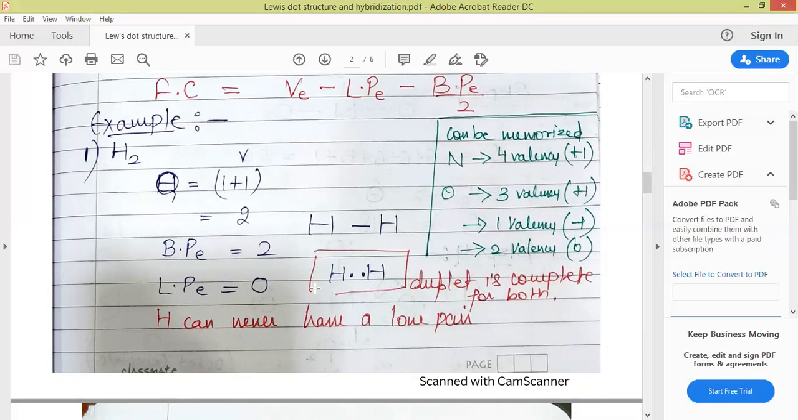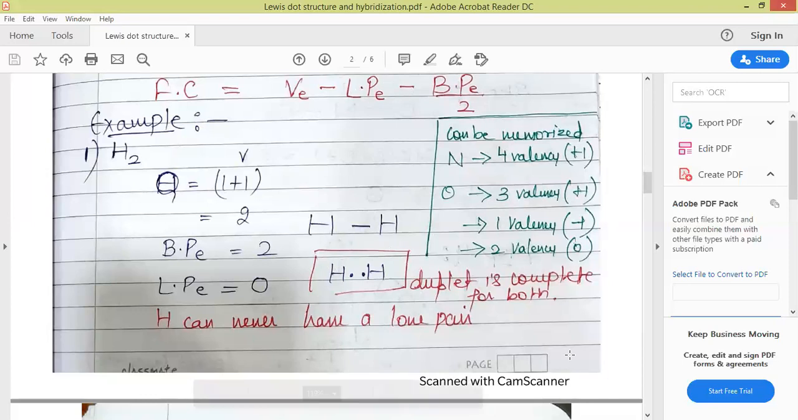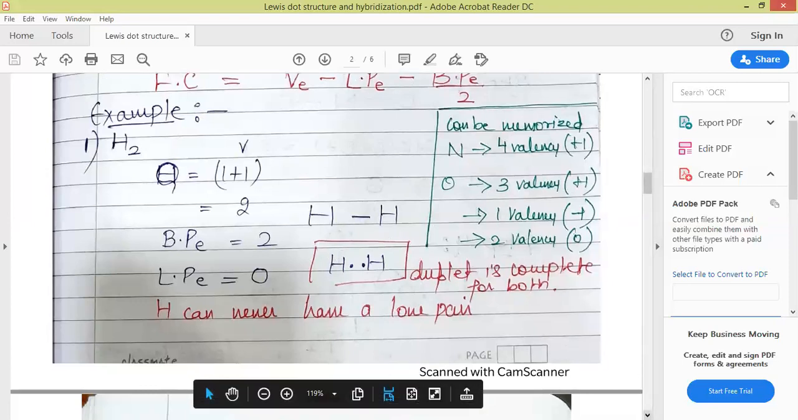So now we'll be calculating the formal charge. Let's see if hydrogen is having any charge on it. The formula for formal charge is valence electrons, the valence electron for hydrogen is 1, minus lone pair electrons, that is 0, minus bond pair electrons by 2. 1 minus 0 minus 2 by 2 means 1. Formal charge comes out to be 0, as both the hydrogens are equivalent. Formal charge on both the hydrogens is 0. So this is the most acceptable Lewis-Dot structure for the hydrogen molecule.